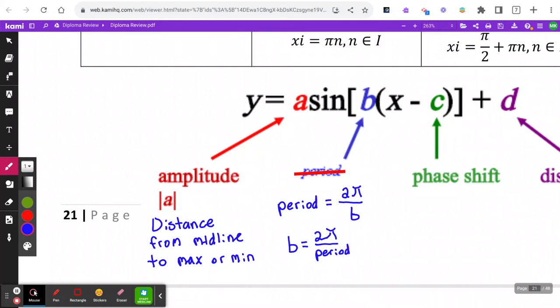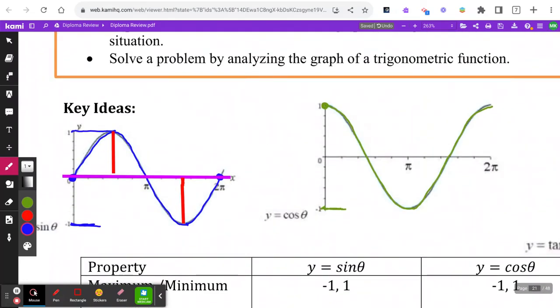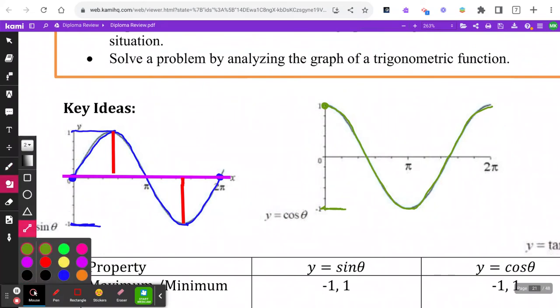A reminder that your period is how long it takes for one cycle to be completed. So when you're looking at a graph, your period is this distance from here to there for one cycle. Notice that the graph then starts to repeat itself. So this distance is your period. In this case, that would be 2 pi.